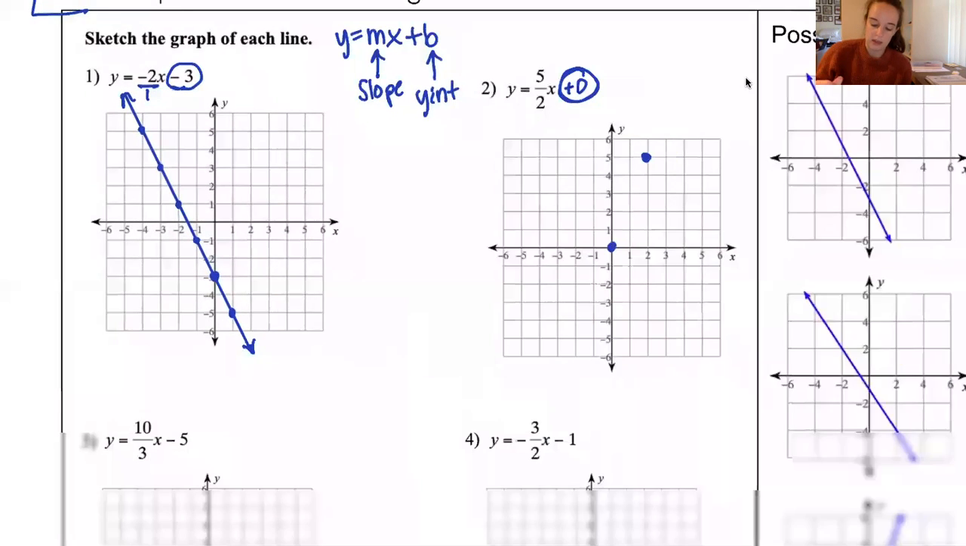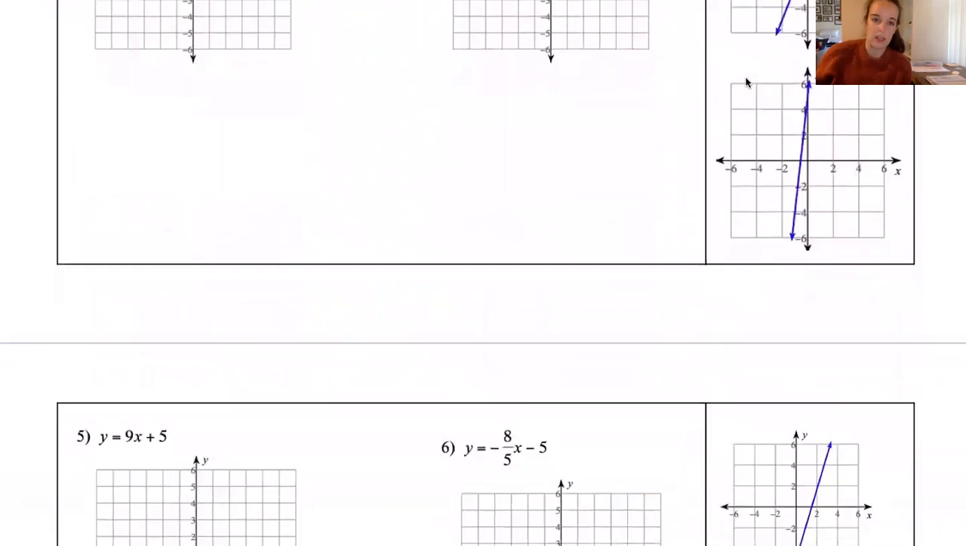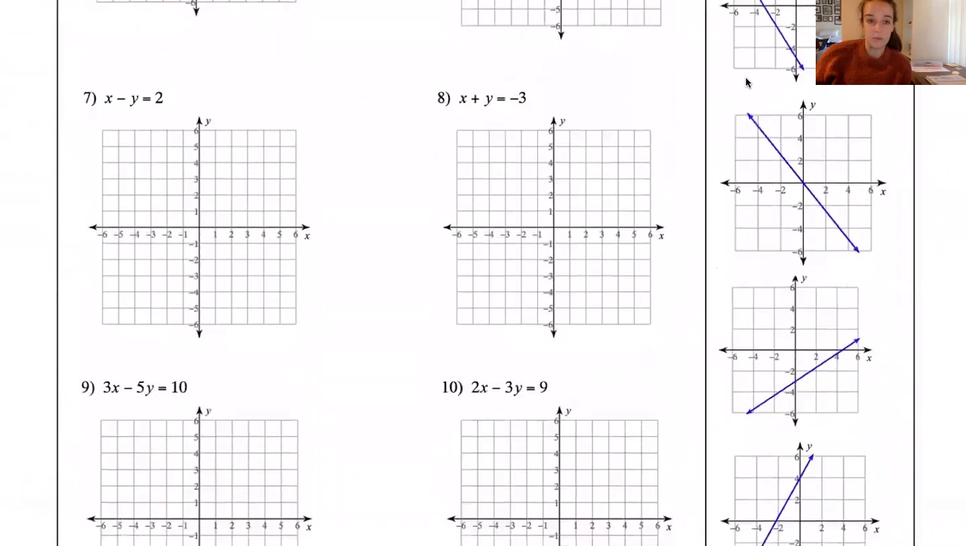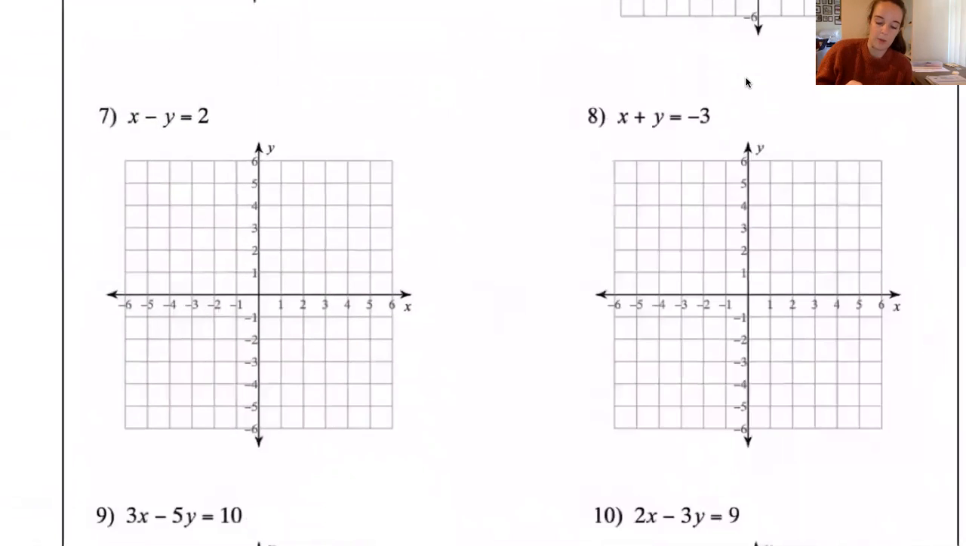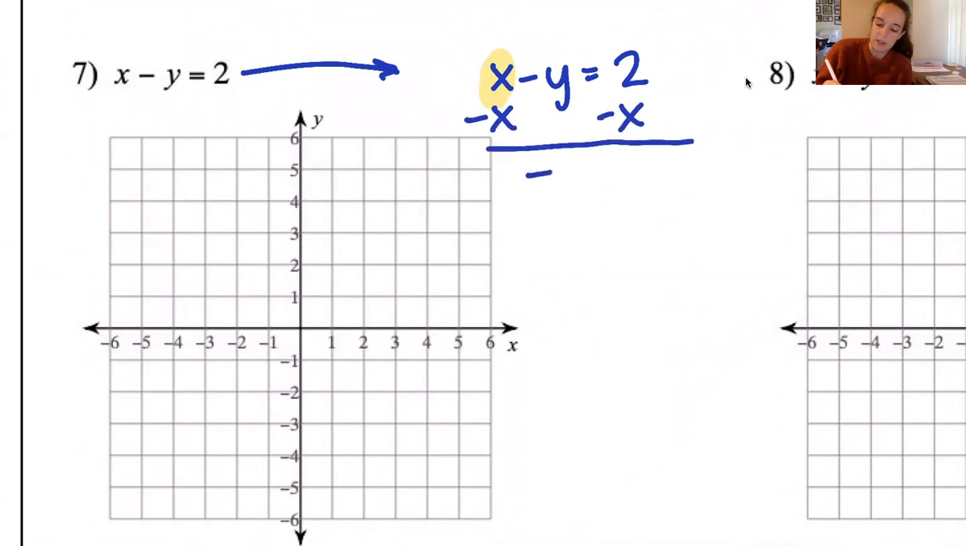Okay. If you are getting to some of the more challenging ones, those ones look like number 7, 8, 9, and 10. This is in standard form because we can see that it has the x and the y on the same side. I want to put it into slope-intercept form by solving for y. So if I have x minus y equals 2, I want to get y by itself. So I'm going to take x is positive, so I'm going to go ahead and subtract x on both sides. It's going to leave me with -y equals -x plus 2.